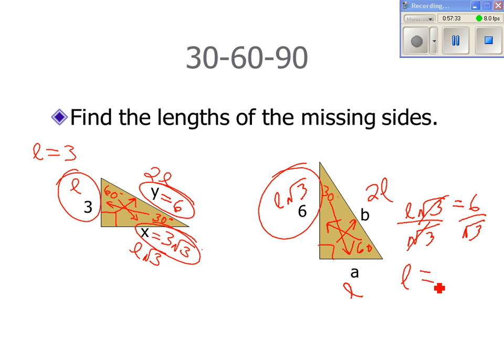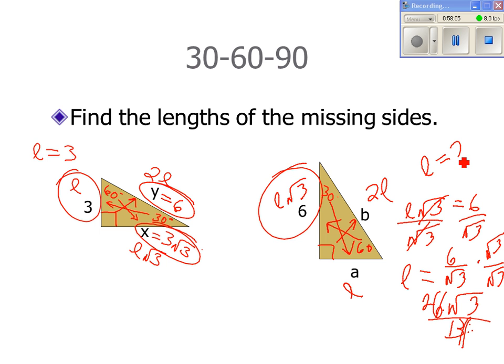That's the whole purpose. Problem is, can you leave that radical in the denominator? No. So you multiply top and bottom by the square root of 3. On top you get 6 radical 3 over radical 9, which is just 3, right? What can you do with the 3 and the 6 here? 3 will go into 3 once. 3 will go into 6 twice. So what's L equal? 2 radical 3. How long is this side then? 2 radical 3.